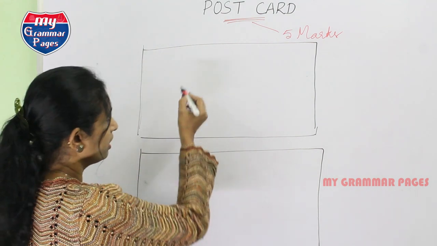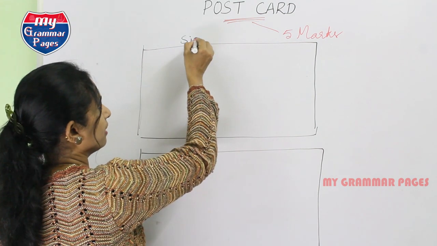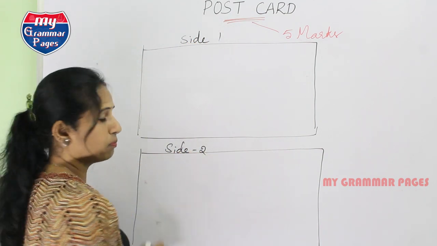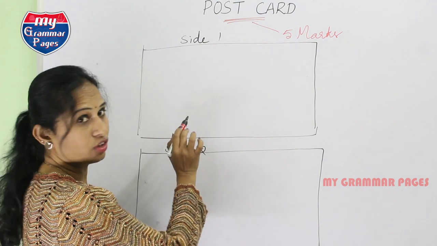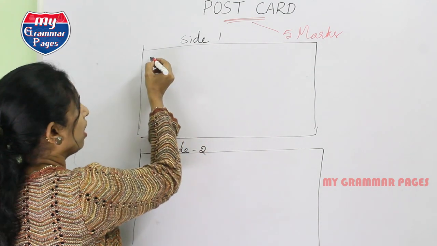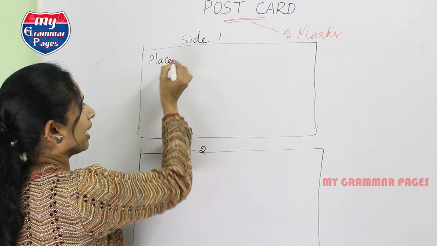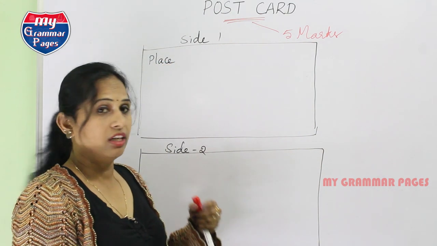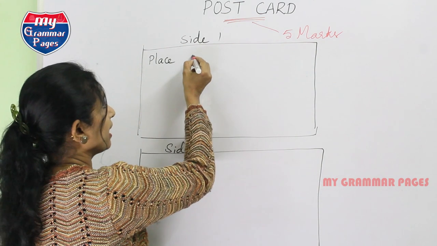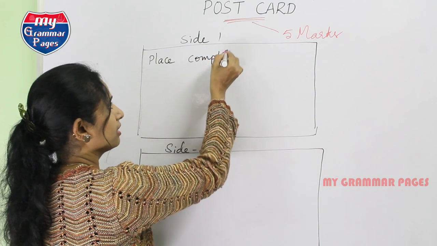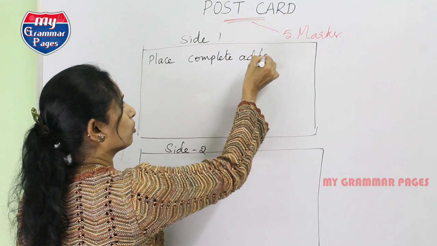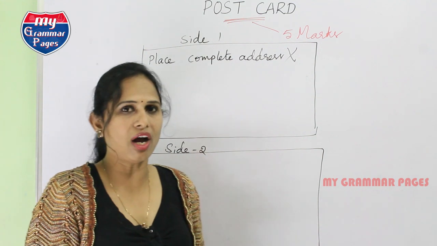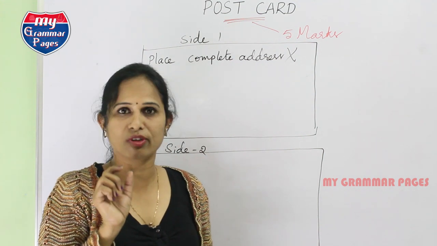Now let me tell you, here this is side number 1. And here comes the side number 2 of the postcard. In the first rectangular box, you are supposed to mention the place from where you are writing the letter. I mean, you should not write the complete address of yours. Complete address is totally wrong. You are supposed to write only the name of the place.